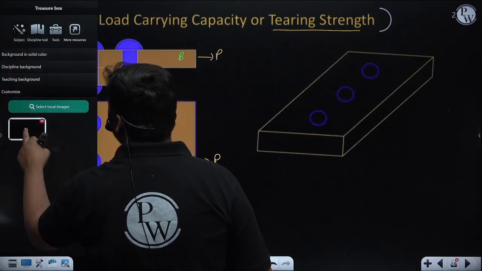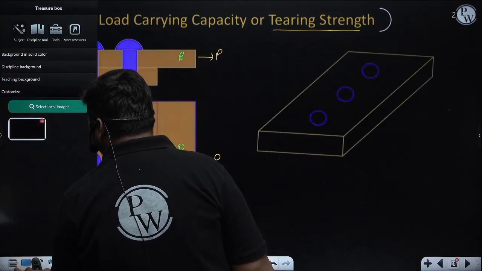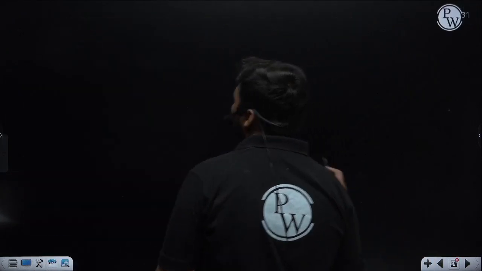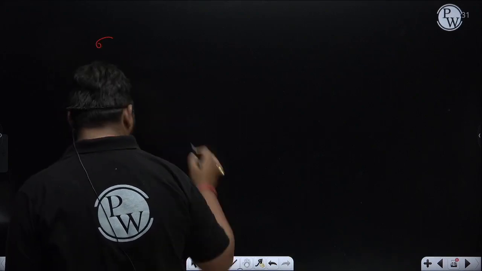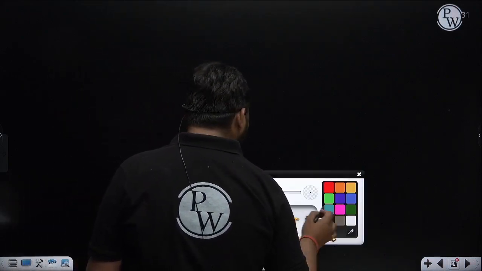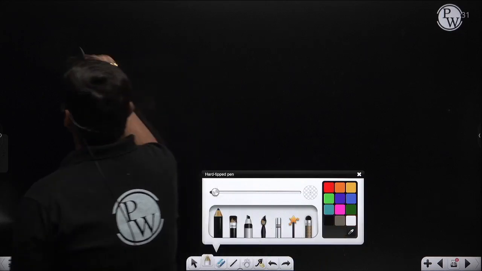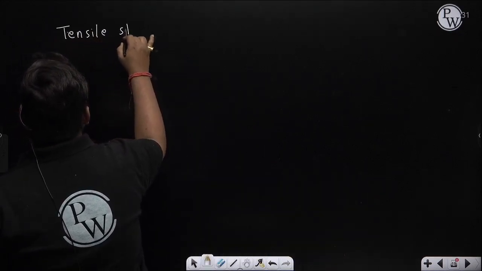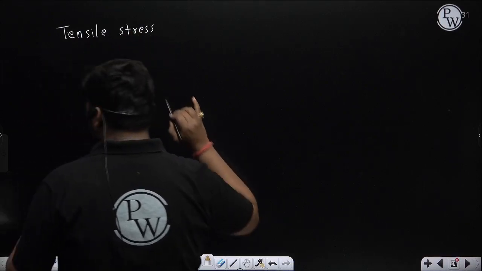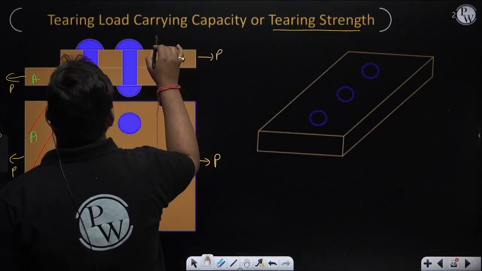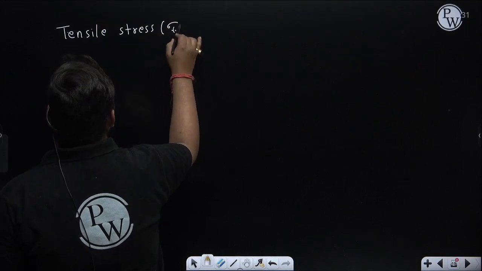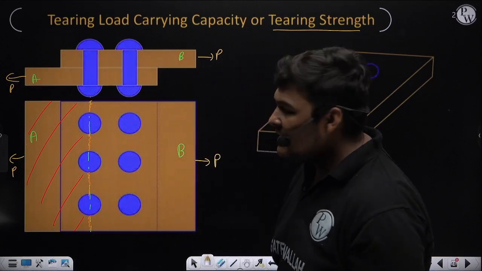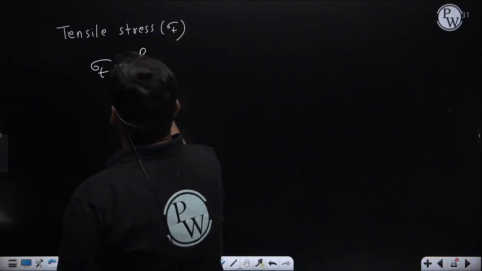Due to axial force, how can we calculate tensile stress? Axial force divided by area. So the formula to calculate tensile stress due to axial force is nothing but axial force divided by area. Now, what tensile stress is coming in this section? The tensile stress in this critical section of the plate, suppose I denote it as sigma t, is the axial force P divided by area.